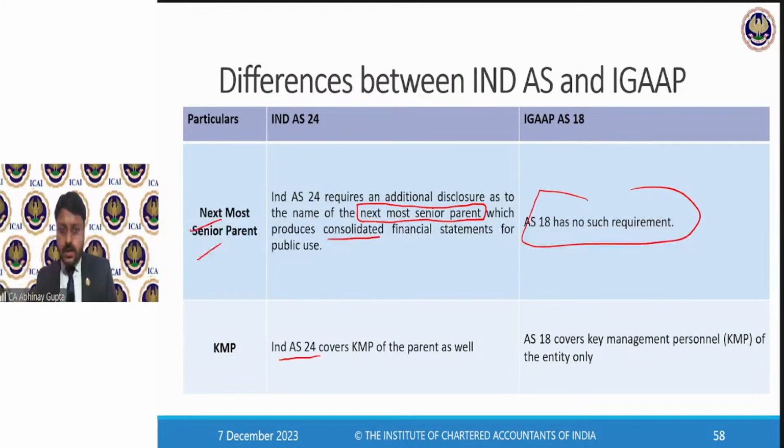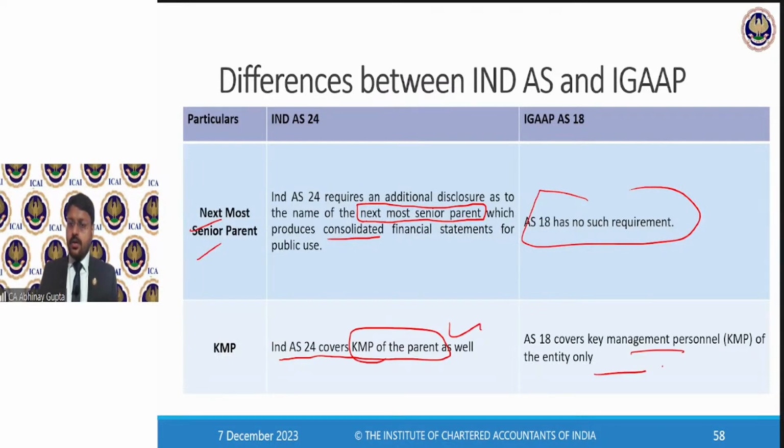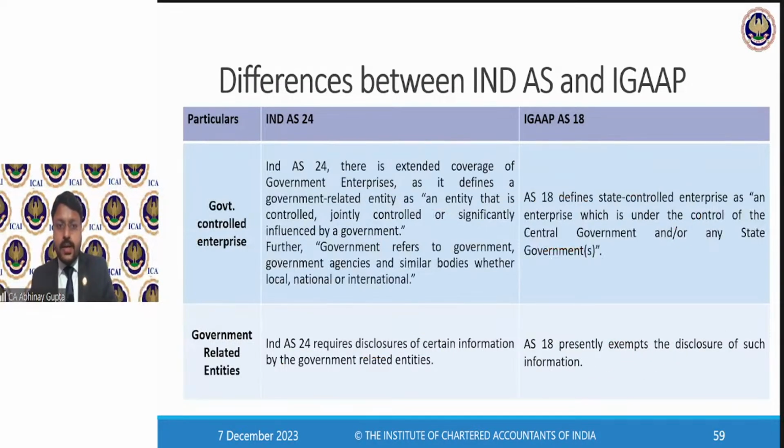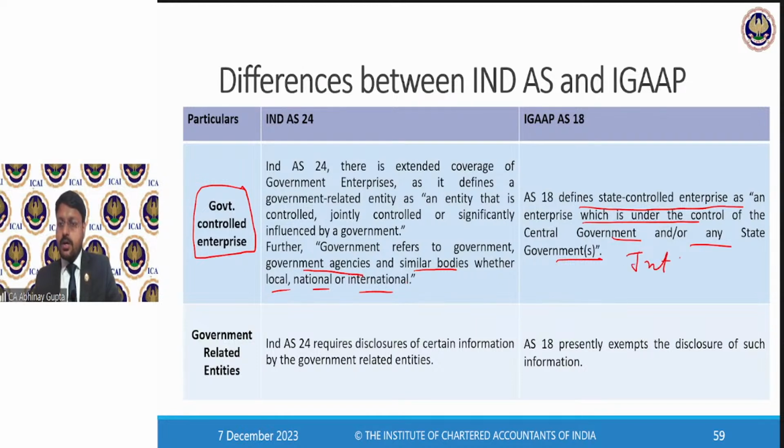KMP: Ind AS covers KMP of the parent as well, right? We discussed AS 18 does not cover that. It only covers KMP of the reporting entity, right? Then government and controlled enterprises: there are specific requirements, exemptions and disclosures under Ind AS. AS 18 defines state-controlled entities as an enterprise under the control of the central government and/or any state government. But here the definition of government refers to government agencies and similar bodies, whether local, national, or international. So international governments are not covered under AS 18, but here they are covered, right?